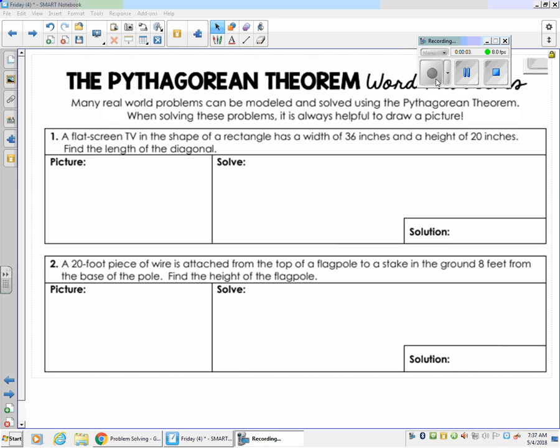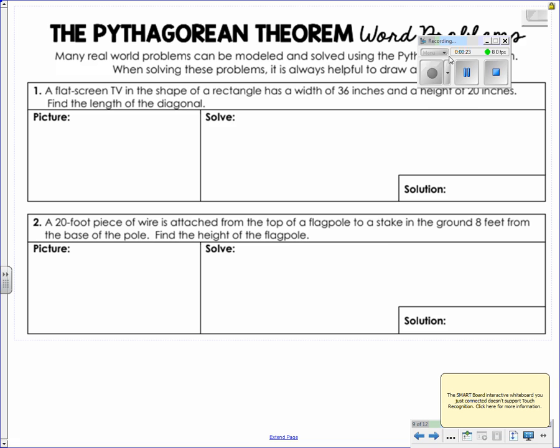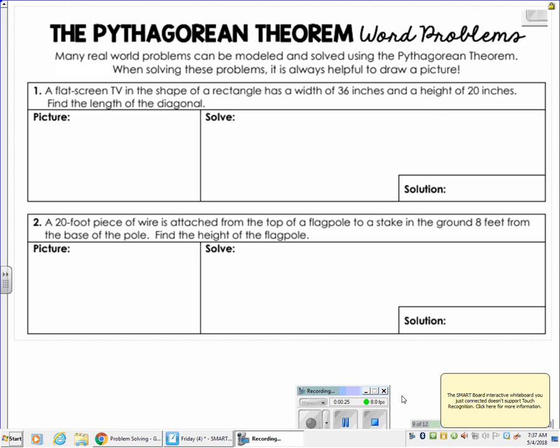Okay, so we are going to move into using the Pythagorean theorem to actually solve real world problems. And I know you may think that the Pythagorean theorem is just used to solve for triangles, and that is not true. It can actually be used to help when problem solving in the real world.